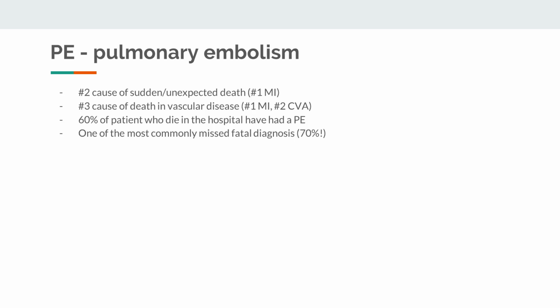Here's why we make a big deal about PEs. It's the second highest cause of sudden and unexpected death, only beaten out by heart attacks. It's the third most common cause of death in vascular disease, only following heart attacks and strokes. 60% of those that die in the hospital will have had a PE, and it's one of the most commonly missed fatal diagnoses, about 70% of them going undiagnosed until they're found on an autopsy. That's why PE is always on the differential when a patient comes into the ED complaining of chest pain or shortness of breath. Let's move on to how we can look for these things.